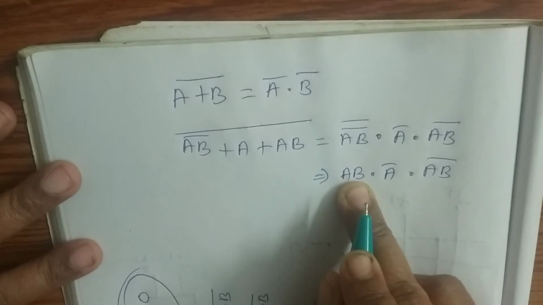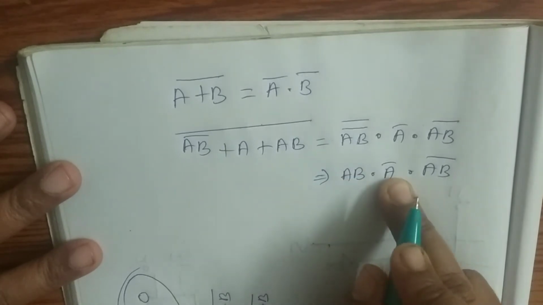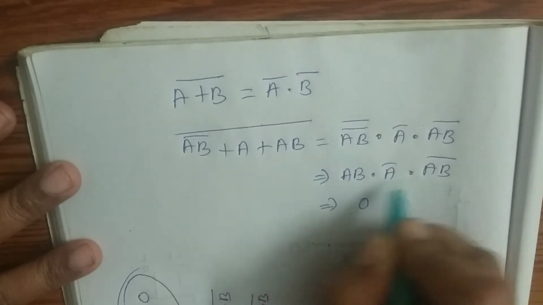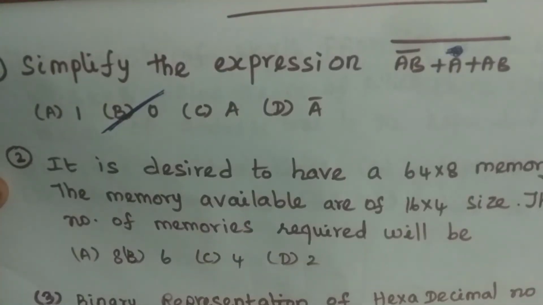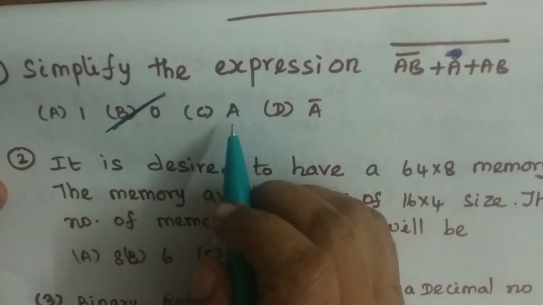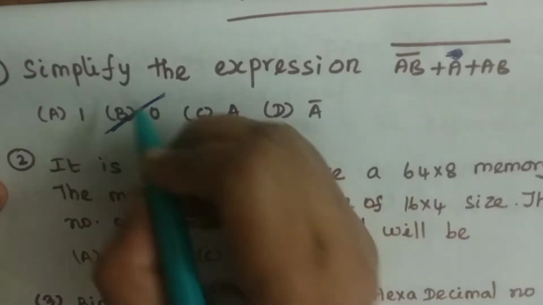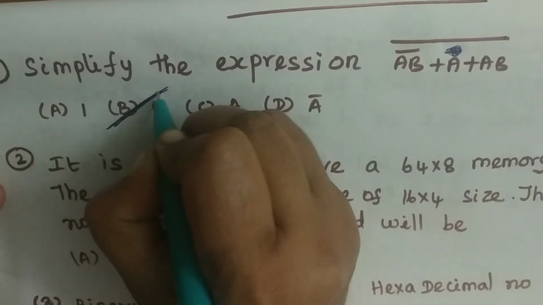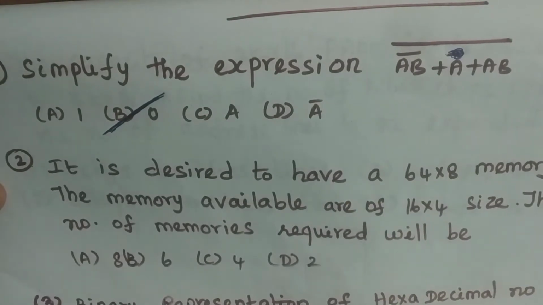We know that A dot A bar is 0, isn't it? This is 0. See the options: option A 1, option B 0, option C A, option D A bar. What is the answer? Option B. Option B is the right answer.